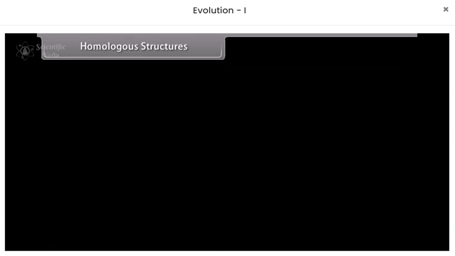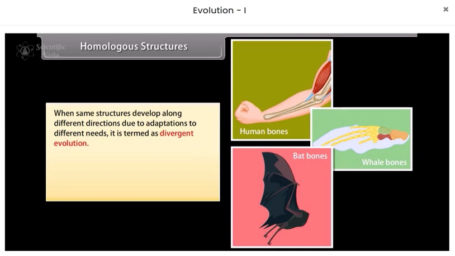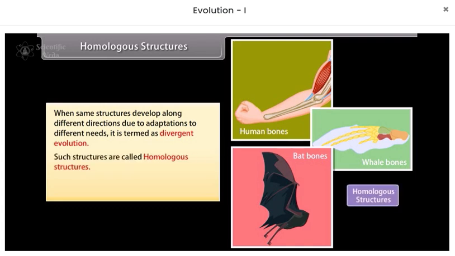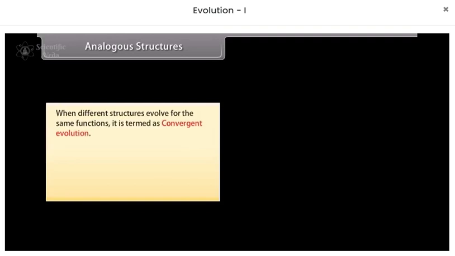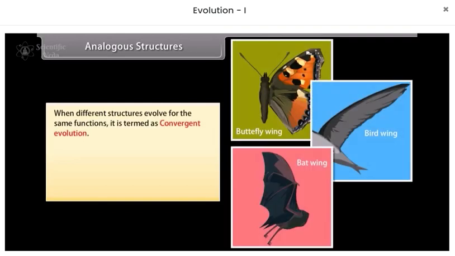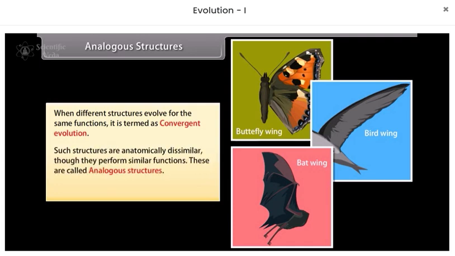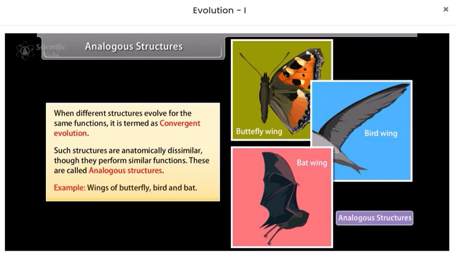Homologous structures. When same structures develop along different directions due to adaptations to different needs, it is termed as divergent evolution. Such structures are called homologous structures. Example: bones of forelimbs of human beings, whales, and bats are homologous. Analogous structures. When different structures evolve for the same functions, it is termed as convergent evolution. Such structures are anatomically dissimilar, though they perform similar functions. These are called analogous structures. Example: wings of butterfly, bird, and bat.